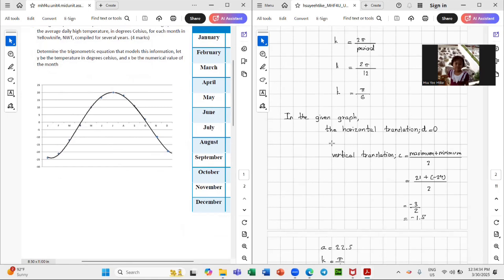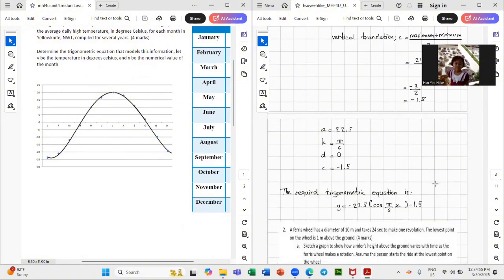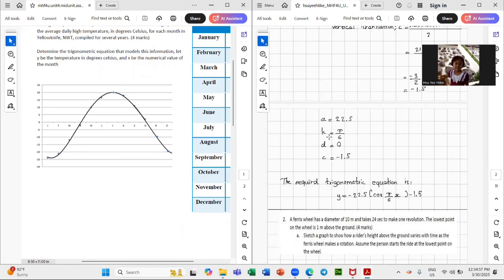To determine the vertical translation C, the equation is C is equal to maximum plus minimum over 2. So here we get 21 plus negative 24 over 2. So the final answer would be C is equal to negative 1.5. So here we get all the values that we need.